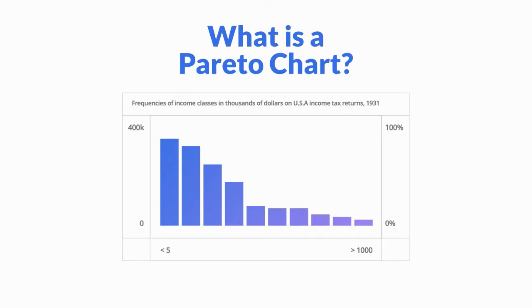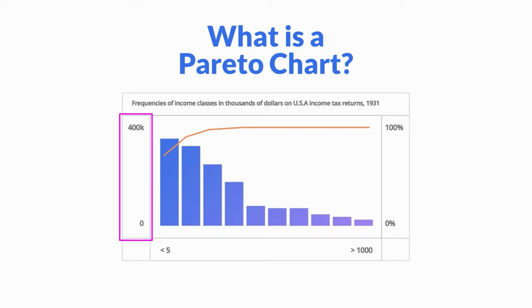Pareto charts display both the frequency of occurrences as the bar graph and the cumulative percent of occurrences as a line graph. Both of these appear on a single chart. The left y-axis shows frequency of occurrences, while the right y-axis shows the total percentage.